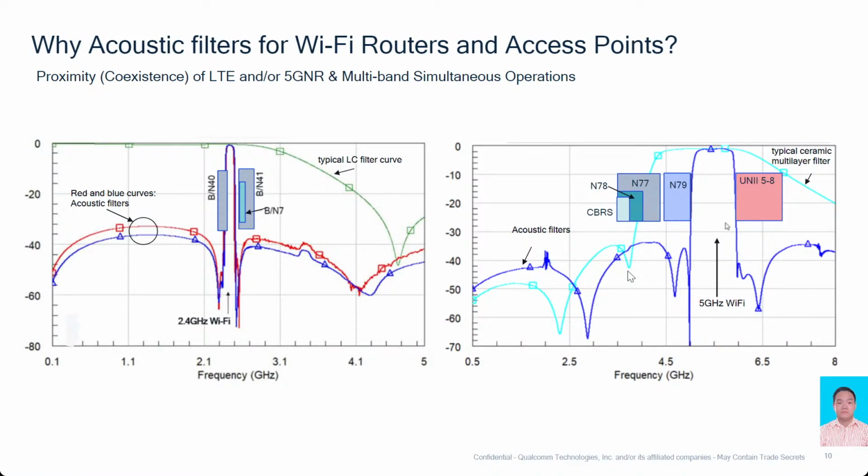So this talk is about filtering, not about Wi-Fi systems, but I just wanted to give a quick overview of that. So why do you need filtering, and why do you need ultra good filtering? You need it because of coexistence.